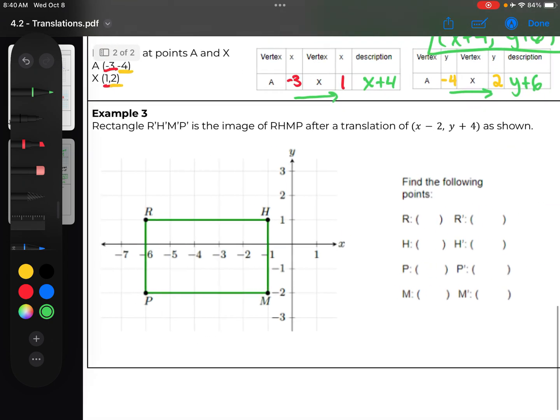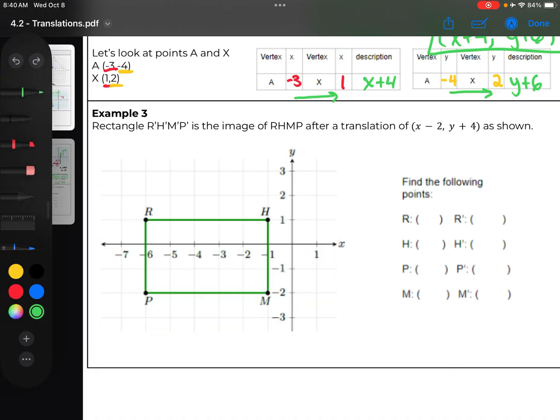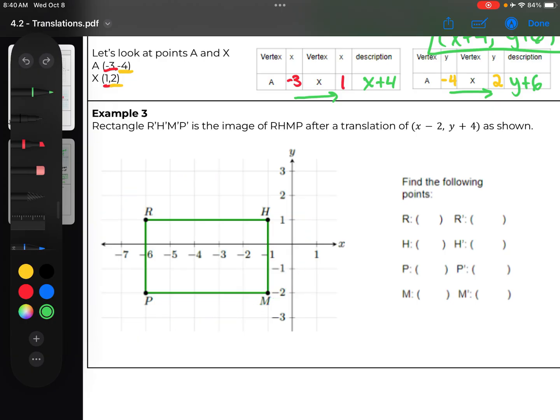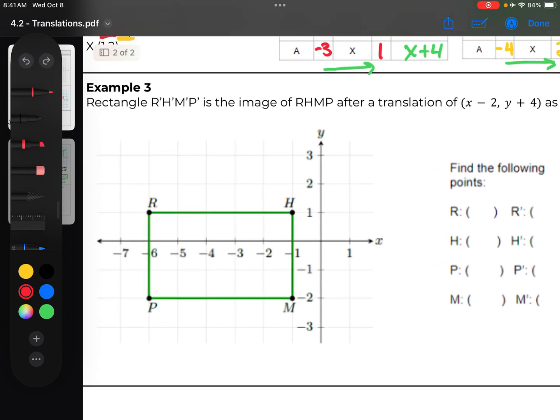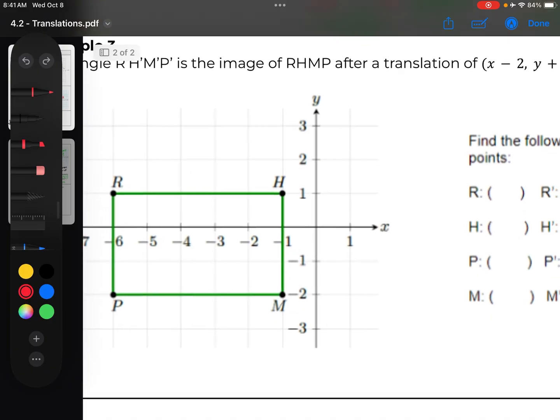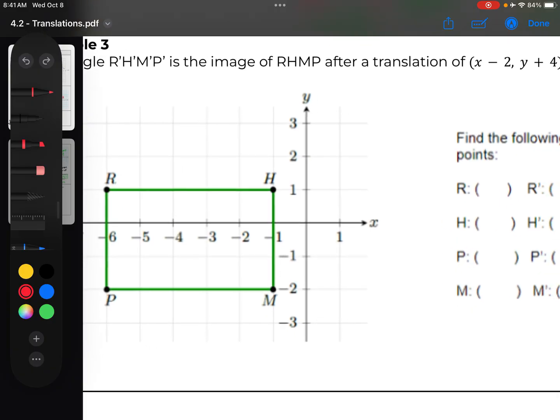Okay, so in example 3 here, we have rectangle R prime, H prime, M prime, and P prime. It's the image of R, H, M, P after a translation x minus 2 and y plus 4 as shown. So in the picture, we don't have the actual image. We have the pre-image. So we need to write down the coordinates of this shape and then apply the movement to the coordinates. So if you feel comfortable, pause the video and write down the coordinates of R, H, P, and M. I'm going to go ahead and go over that now.